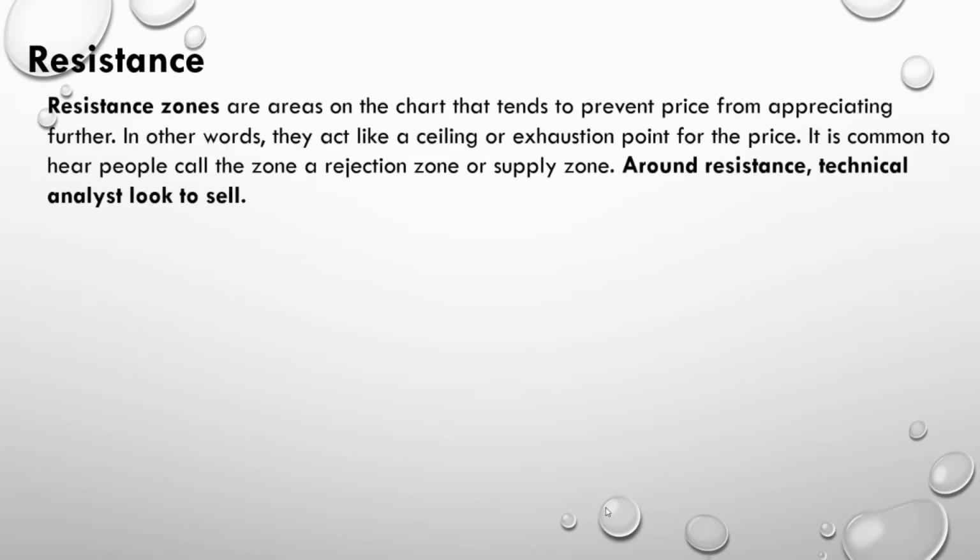All right. So let's talk about resistance. Now, resistance zones are areas on the chart that tend to prevent price from appreciating further. In other words, they act like a ceiling or exhaustion point for the price. It is common to hear people call the zone a rejection zone or supply zone. Now, around resistance, just like support, technical analysts in this sense look to actually now sell. So, at a resistance region, you are looking at selling.